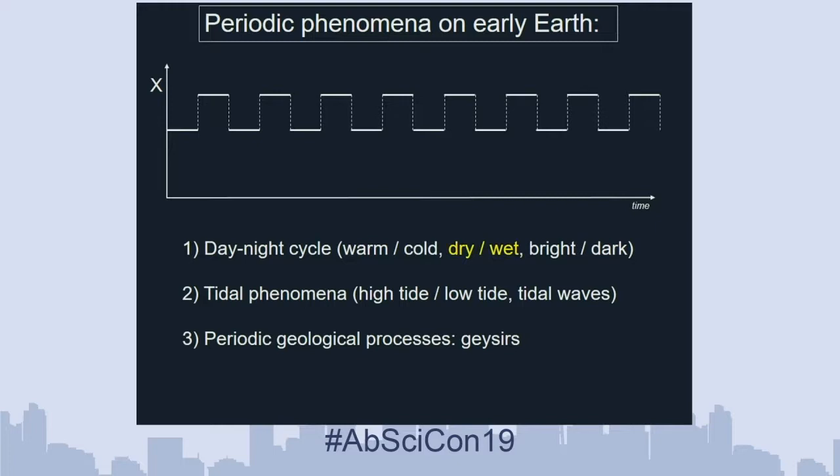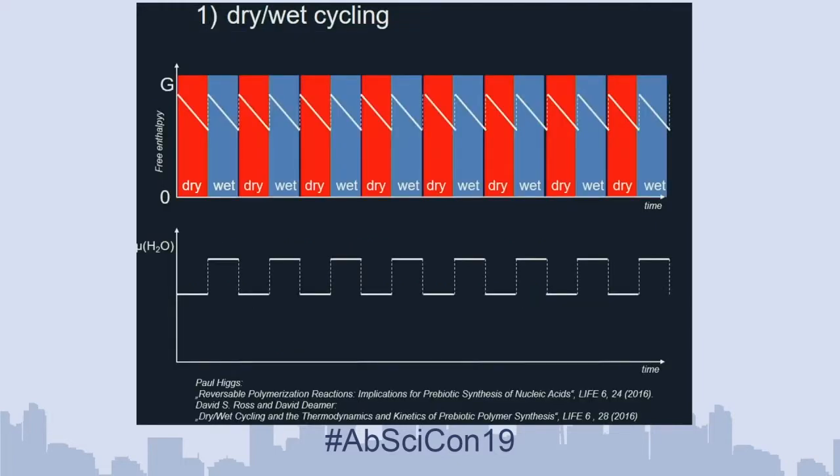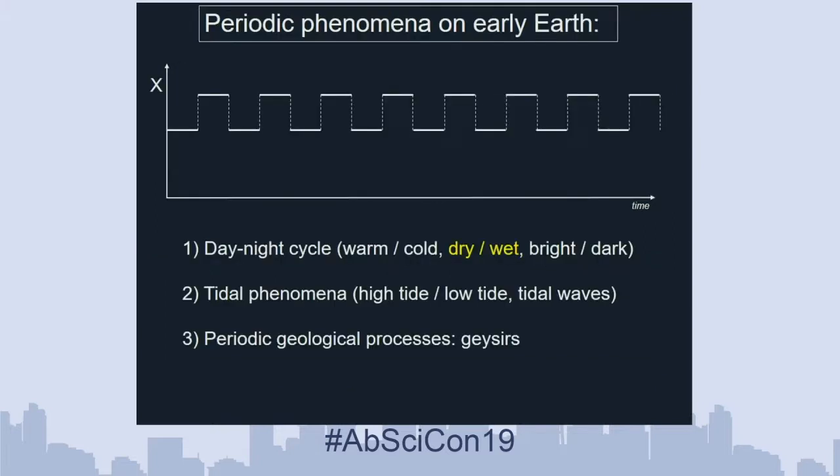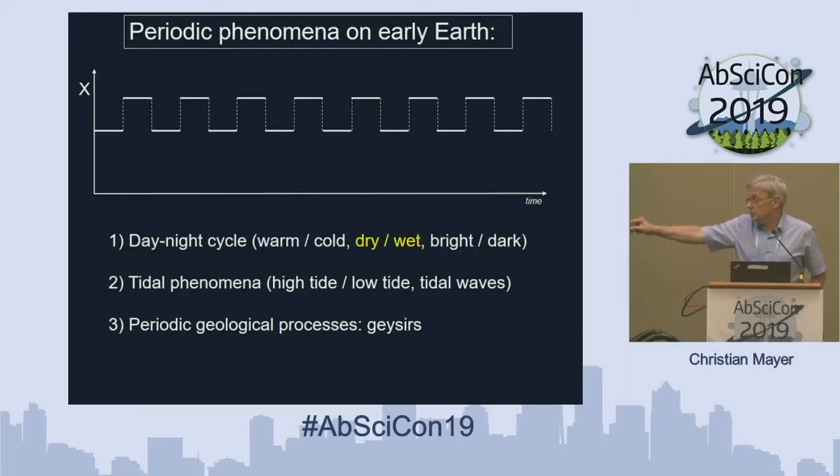And of course, the first thing that comes to mind is the day-night cycle, for example, a change in dryness and wetness conditions, and this leads to dry-wet cycling. With dry-wet cycling, we change the chemical potential of water, and this change will induce such a situation in a long ongoing process. This was well described in two papers, which I want to cite here, by Paul Higgs and David Ross and David Deamer.